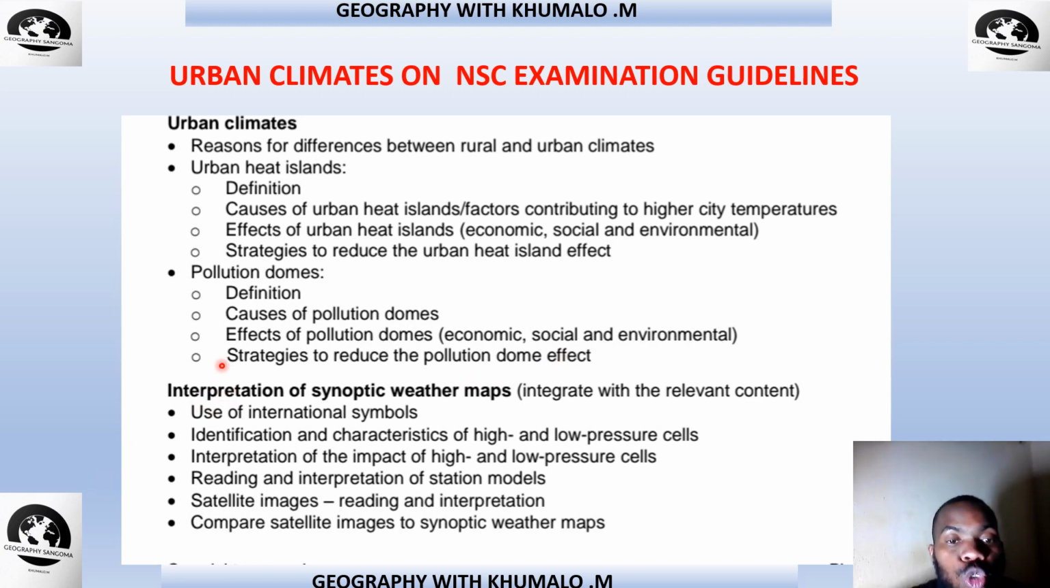And then we also have to know how to interpret synoptic weather maps, integrate with relevant content, use international symbols, identification and characteristics of high and low pressure cells, interpretation of the impact of high and low pressure cells, reading and interpretation of station models, the satellite images, reading and interpretation, compare the satellite images to synoptic weather maps. So that is what the examiners will expect you to know in this topic. So when you're studying, you must ensure that you cover all these aspects of the examination guideline.